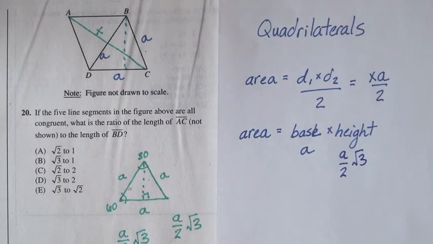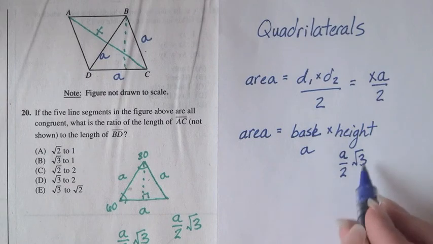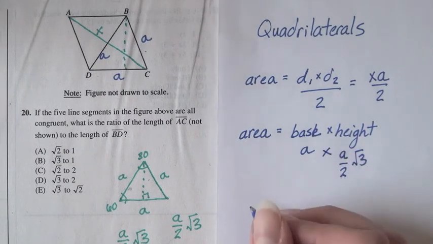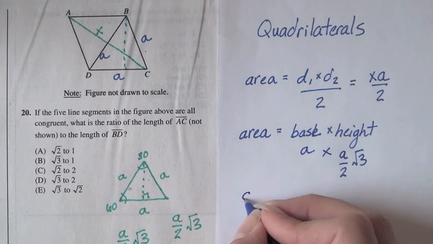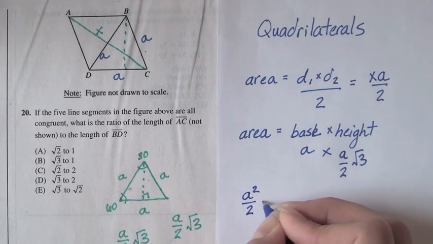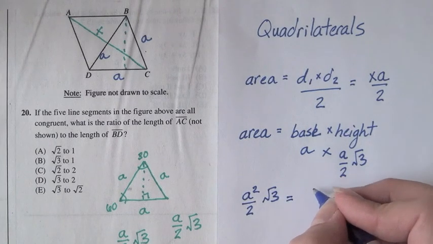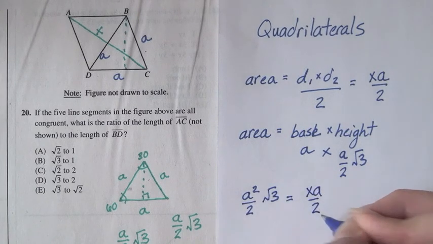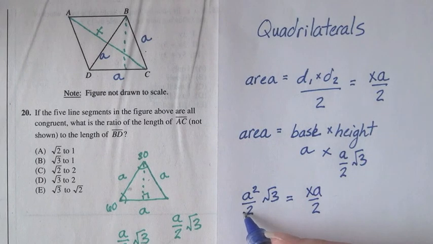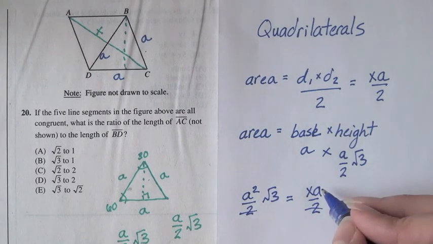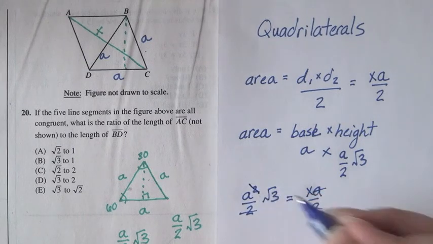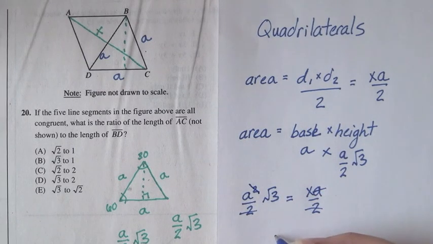So now we're in business. We have 2 equations for the area of the rhombus, and we can set them equal to each other. So this equation for the area, base times height, works out to A squared over 2 times root 3. And this equation for the area works out to XA over 2. We're almost done. These 2's on the bottom cancel out on both sides, and we have 1 A cancel out on both sides. So what you're left with is A times the square root of 3 is equal to X.